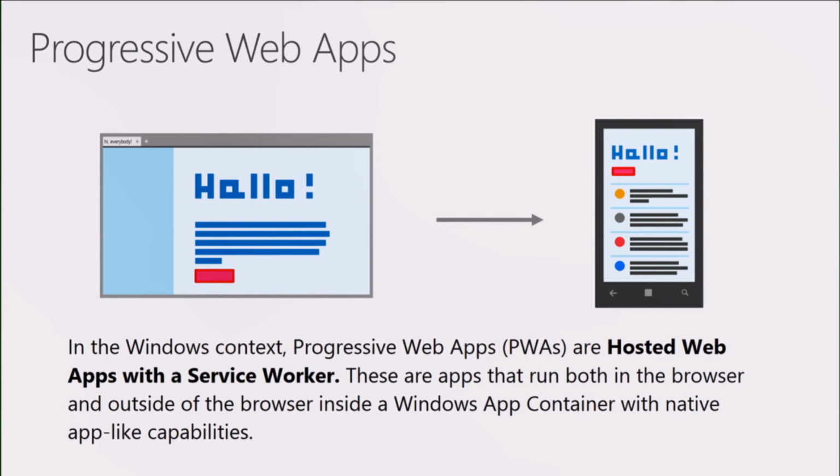So in the Windows context, a progressive web app would be something like the hosted web app that I talked about, except the Microsoft Edge platform would have to support service workers. So today you can build a hosted web app with a JSON manifest or the W3C manifest. But once we support service workers, then these things just light up.